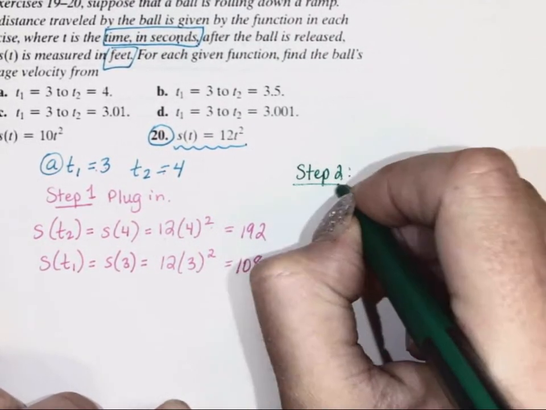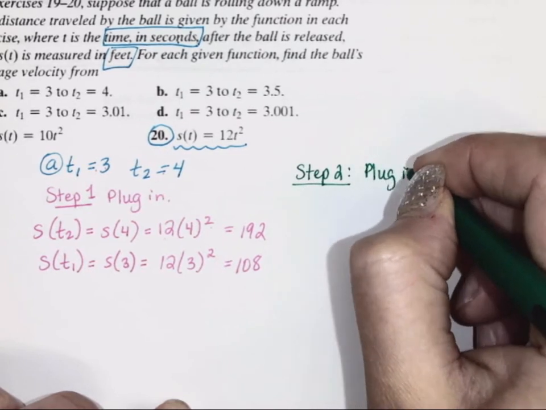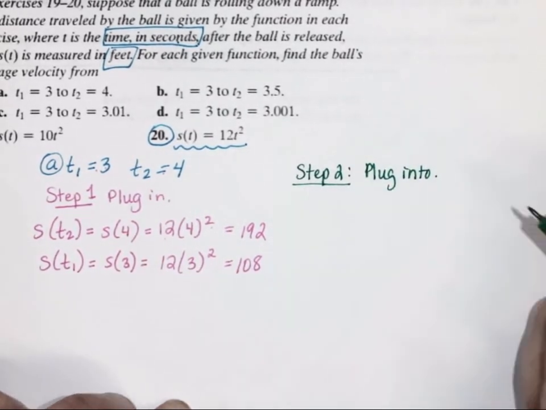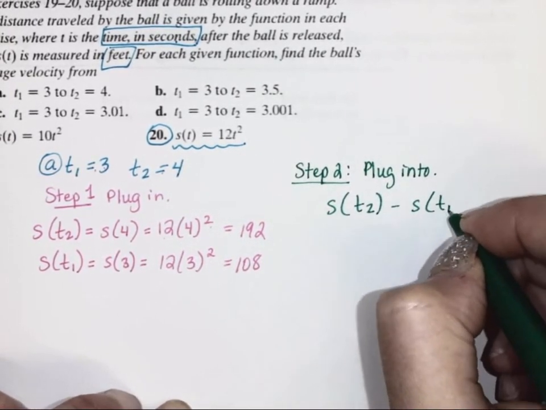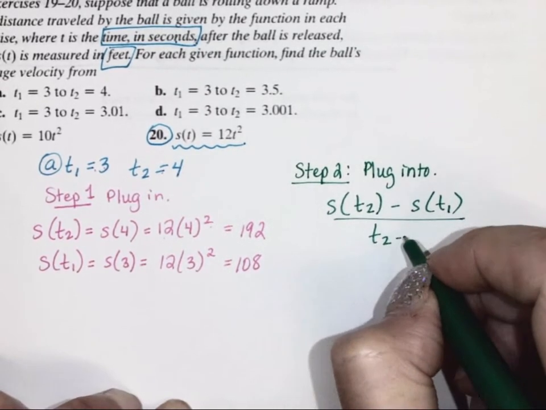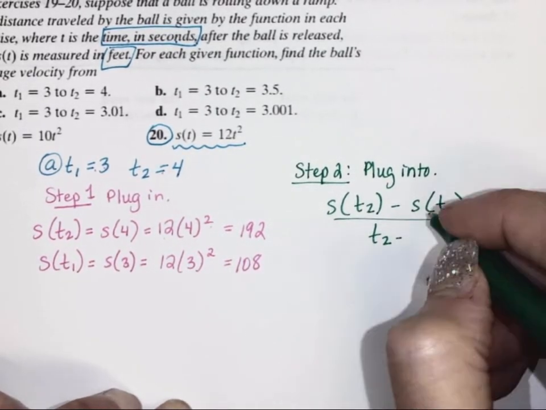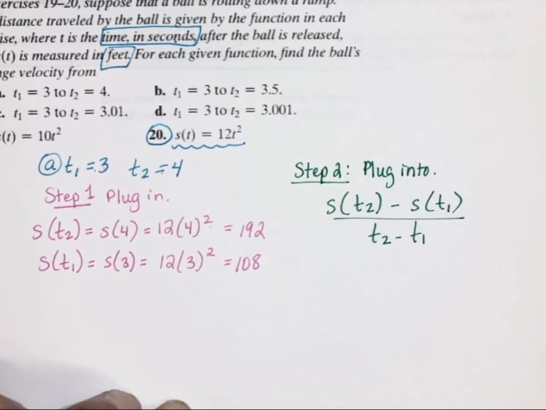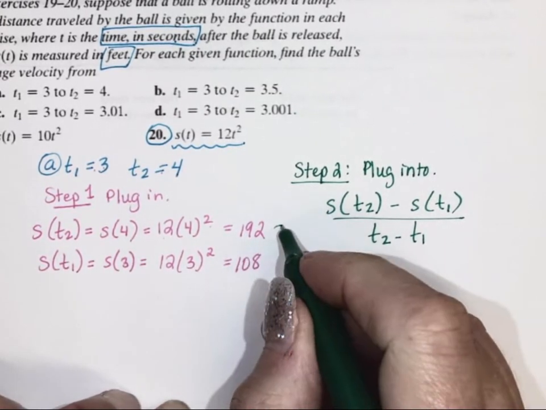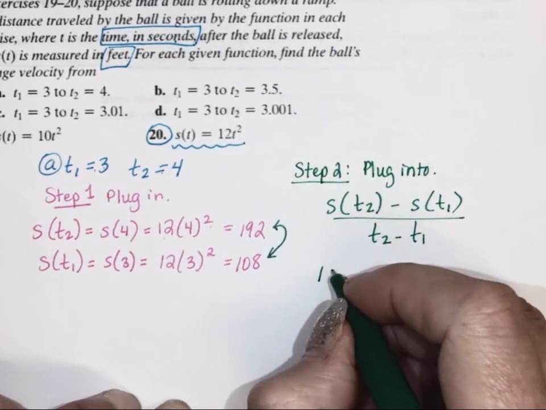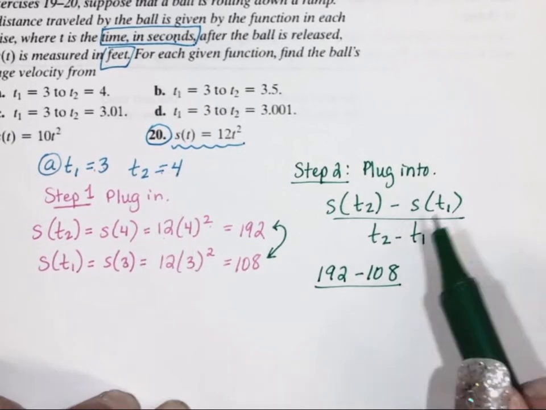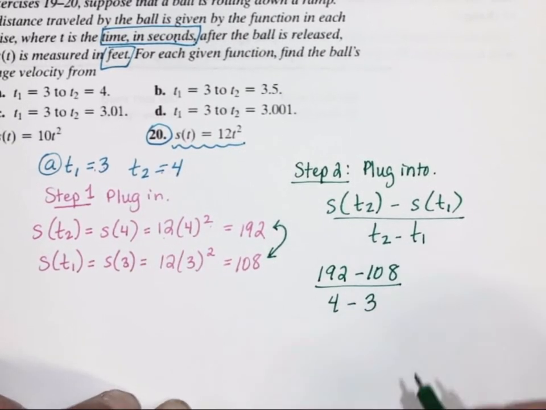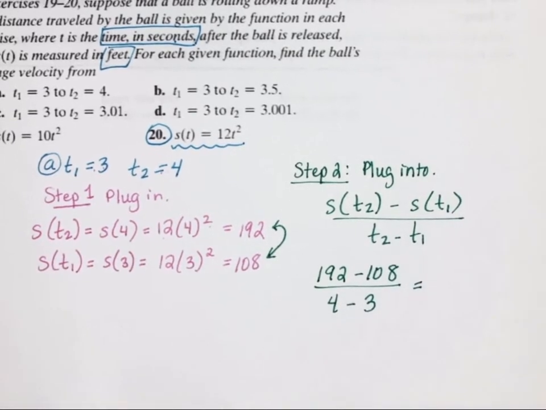So step 2 is plug into formula. And in this case, since we're dealing with average velocity, I'm going to plug into this formula, which is the exact same formula, except this deals with s and t instead of x and y. I've got these two values subtracted on the top, so 192 minus 108. And then t2, which is 4, minus t1, which is 3. And then simplify that. So this is 192 minus 108.